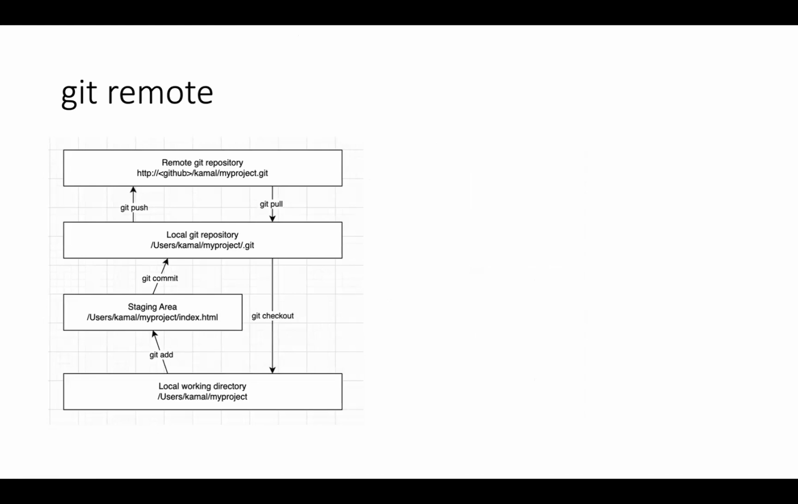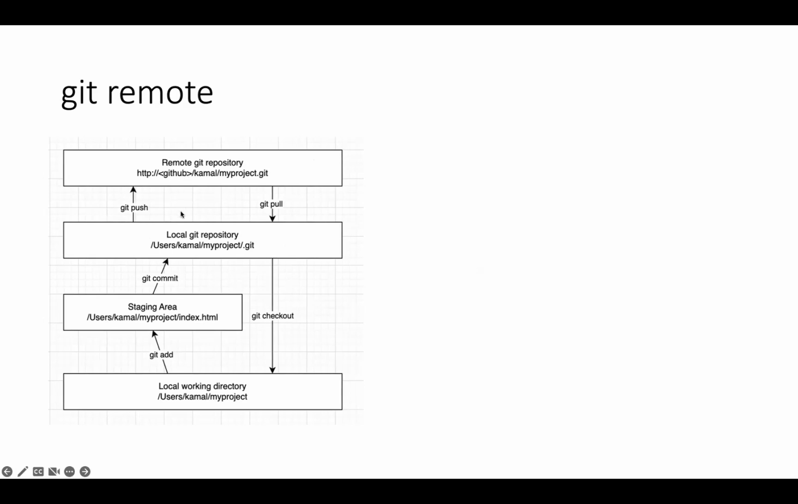Then this is the Git remote representation, where we have an additional component on top of our local representation. Your remote repository comes into the picture now, which has the URL representation here. The changes from the local repository can be pushed into the remote repository. Similarly, changes can be pulled back from the remote to the local repository.